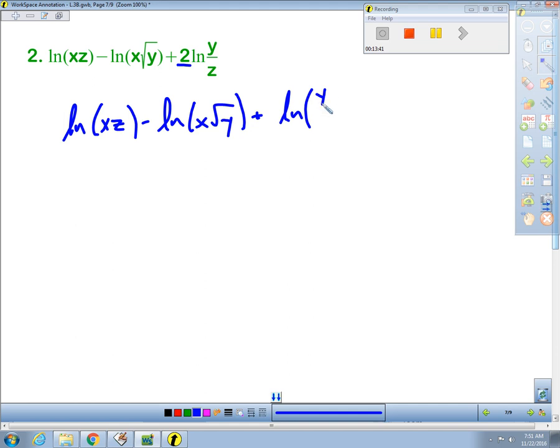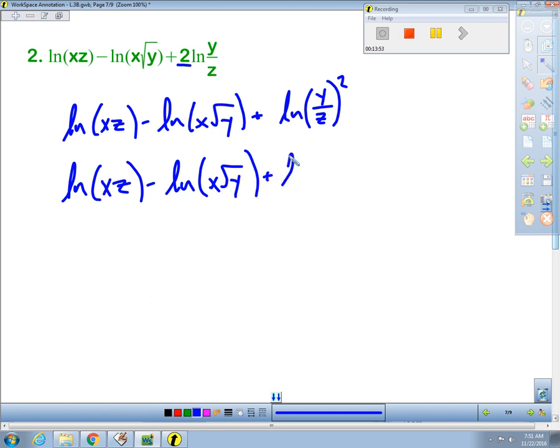I have to square everything inside that logarithm, which means that's the same as the natural log of y squared over z squared. Good. Now from here, I have a subtraction, I have an addition. I might as well work left to right. Subtraction. Subtracting between logarithms is the same as dividing within. This is the natural log of xz over x square root of y.